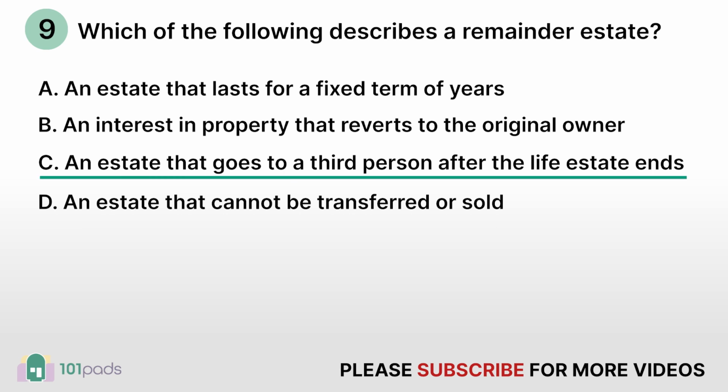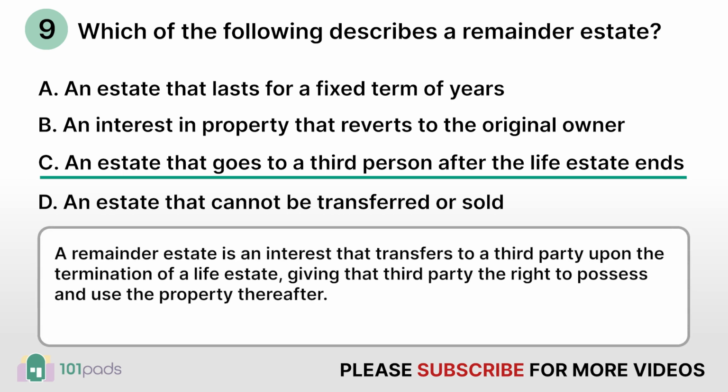The answer is C. An estate that goes to a third person after the life estate ends. A remainder estate is an interest that transfers to a third party upon the termination of a life estate, giving that third party the right to possess and use the property thereafter.